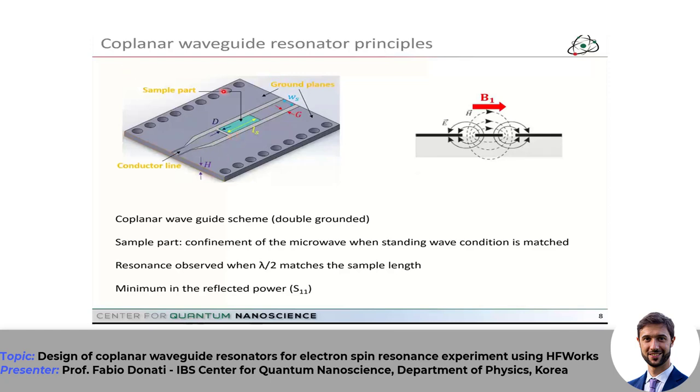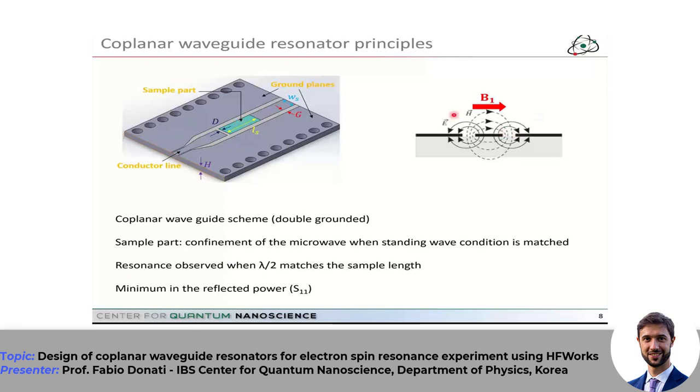So this is a coplanar waveguide resonator type with double grounded. So we have ground plate on the side and also ground plate below. And as I explained to you before, we have our microwave transmitted on this line, and then we confine the microwave through resonating condition here. Essentially, when we match the standing wave condition for which half of the wavelength matches the sample length here, then we have our resonance condition for which the microwave is confined and emitted here where we have our sample.